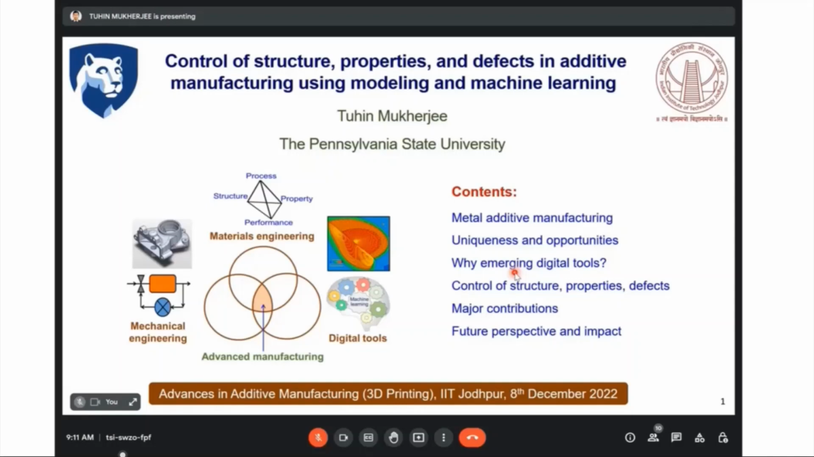So I will briefly introduce what is metal additive manufacturing, what are the uniqueness and opportunities that we have in additive manufacturing, and why we need emerging digital tools. In addition, I am going to give several examples of how to use these digital tools to control structure, properties, and defects. And then I would like to point out several major contributions, and I would finish with some future perspectives and broad impacts.